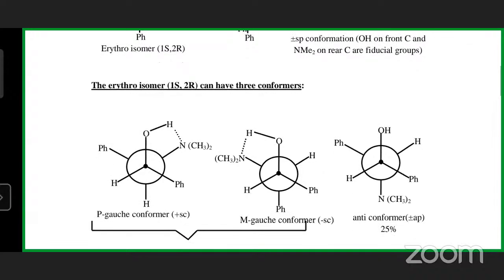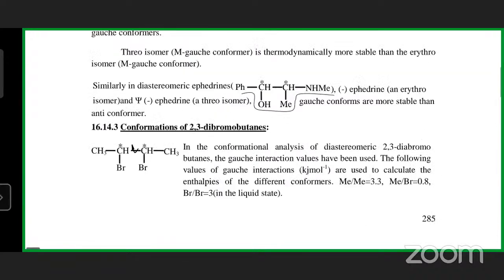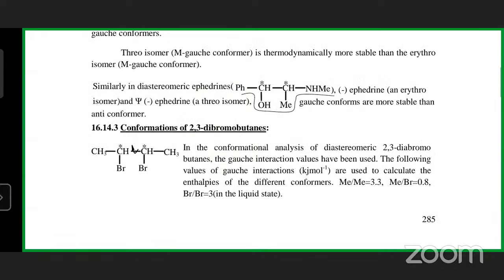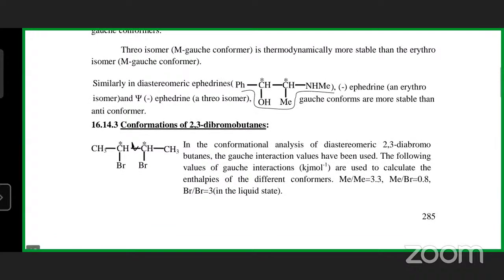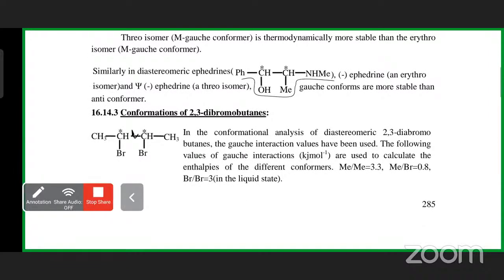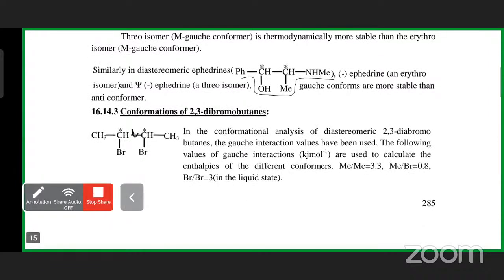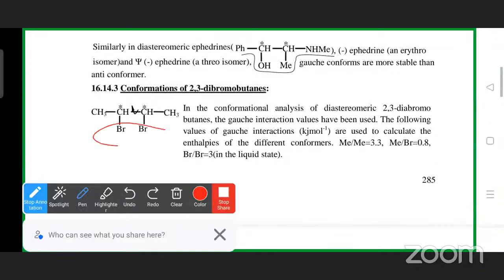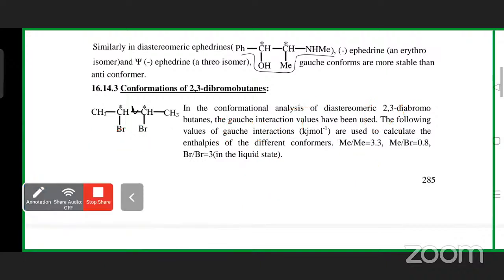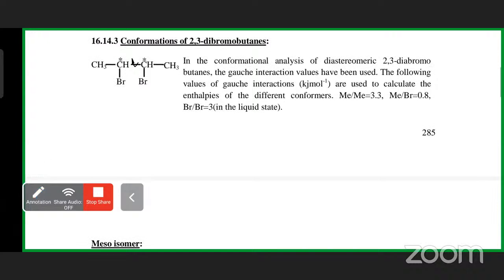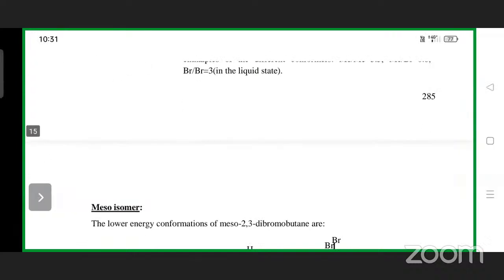Next, going to the conformation of 2,3-dibromobutane. Here generally there are no atoms or groups that form hydrogen bonds. Only fluorine and chlorine form hydrogen bonding. But bromine and iodine are unable to form hydrogen bonding. So in this compound, the anti-conformer is more stable.